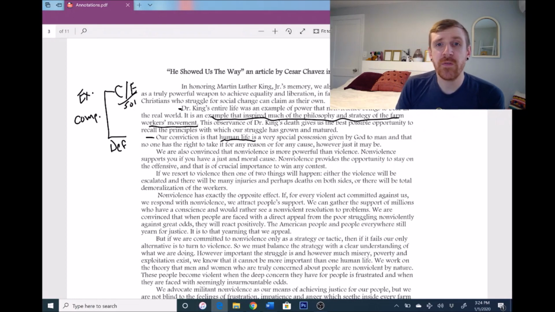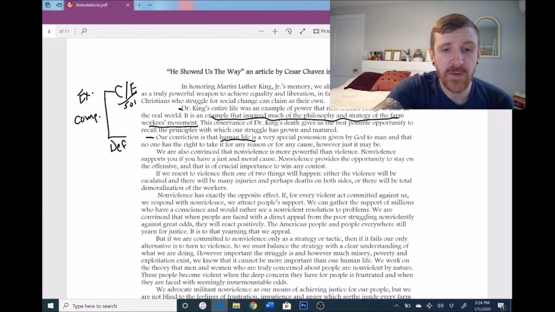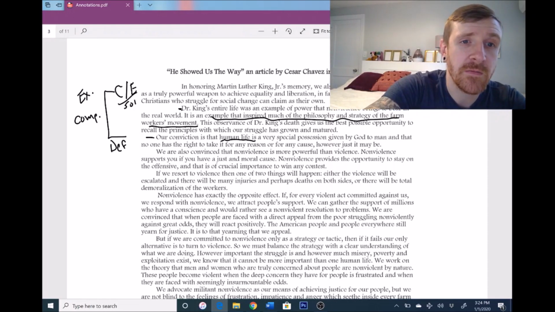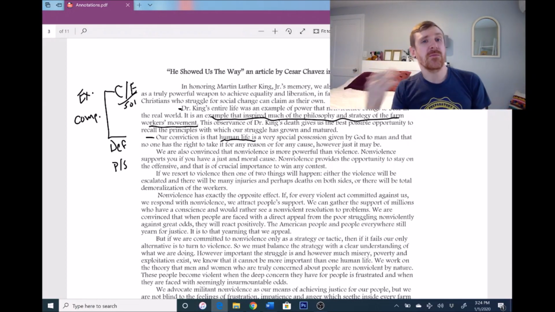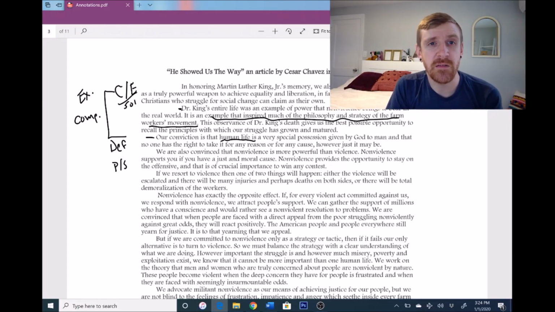And sure enough, we also have nonviolence provides an opportunity to stay on the offensive, and that is of crucial importance to win any contest. If we look right in here, we do have a problem and a solution. If we have a contest, we have a solution here, and that will be focusing on how to deal with this non-violently.